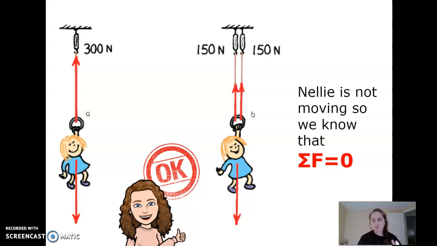All right, so let's just say that we split up the rope into two. Nelly's weight stays the same, so weight is acting downward at 300 newtons, but now we have to separate it into two ropes for the tension force. In order to do that, we just divide it by 2, and we say that each rope is supporting a tension force of 150 newtons upward. So her weight is still being supported, and the sum of the forces, or all of the forces added up together, no matter which direction, is equal to 0.